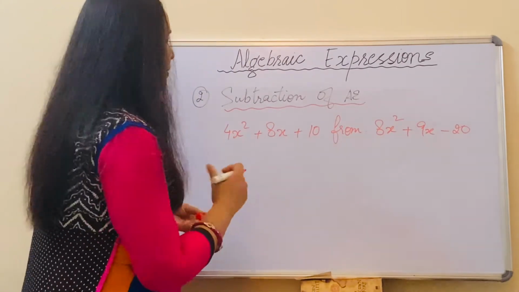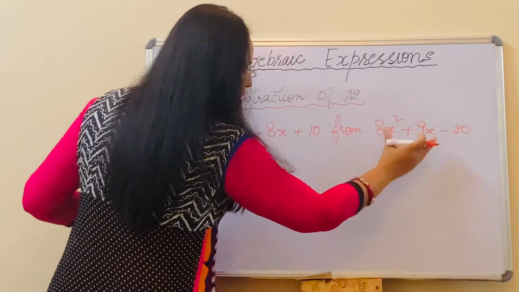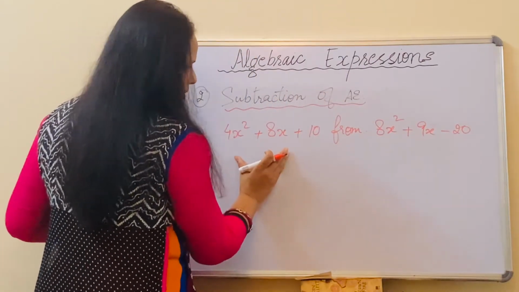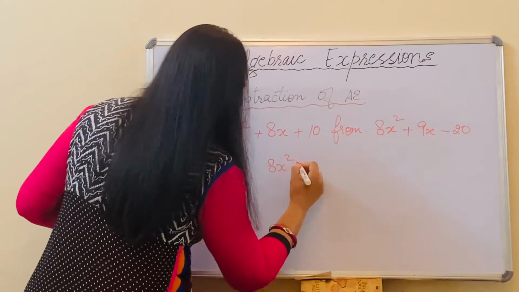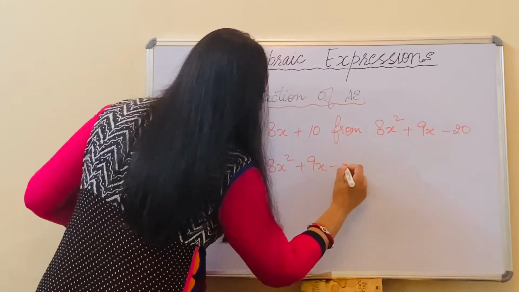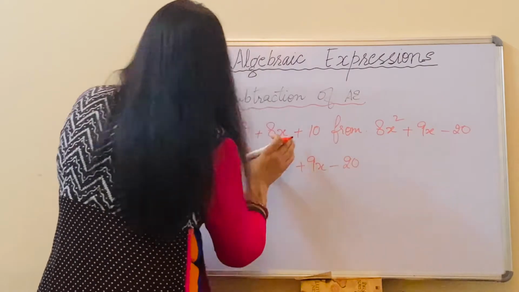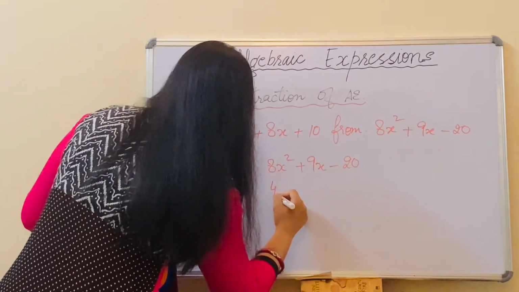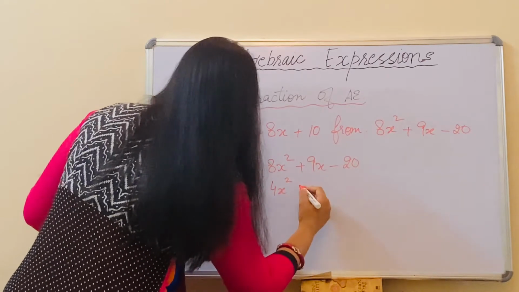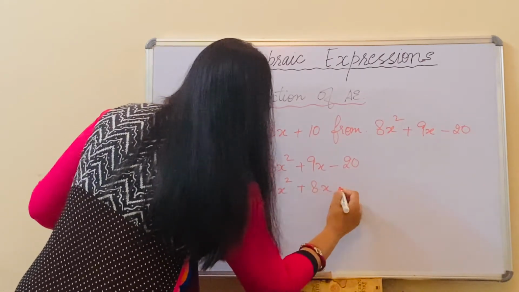What we have to do is, we have to subtract this from this. So we have to write it first: 8x square plus 9x minus 20. Now we are going to write the second: 4x square plus 8x plus 10.